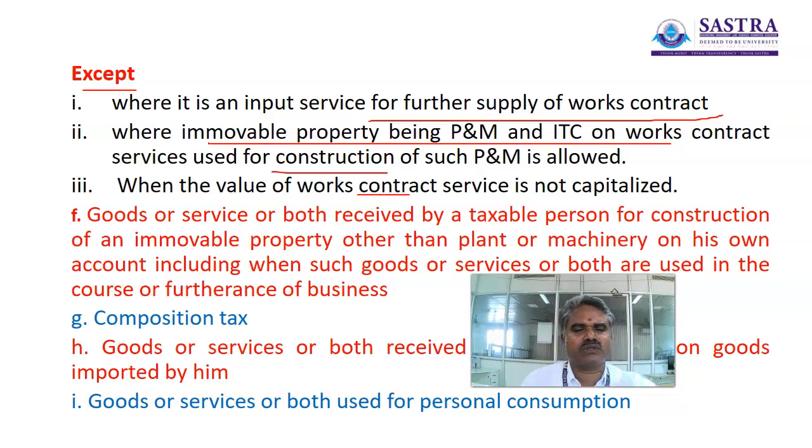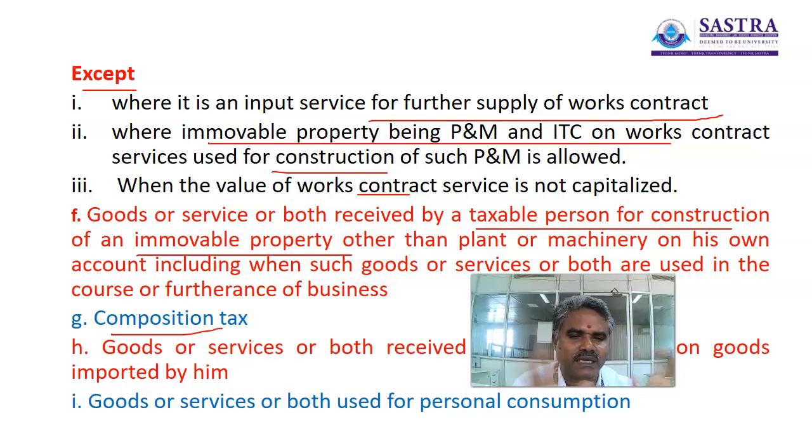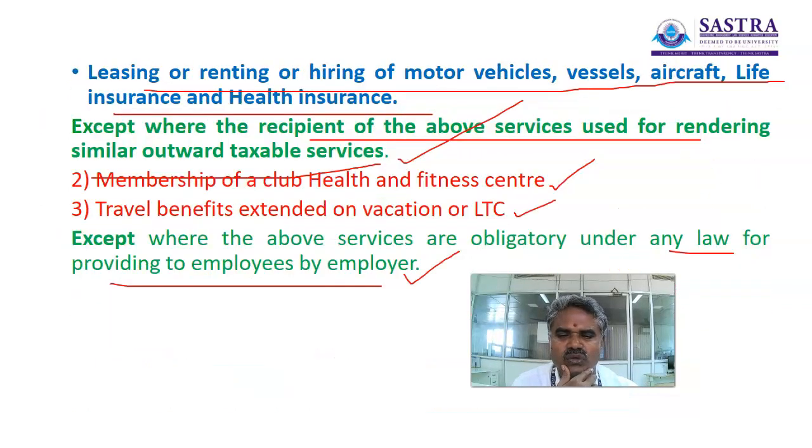So once you use it now and also you are going to use some other contract, how is it eligible to claim both? Goods or services or both received by a taxable person for construction of immovable property, then composition tax. When you are paying composition tax, now you are not eligible to claim ITC. Already told you, goods or services or both received by an NRTP, non-resident taxable person, except goods imported by him, they need not.